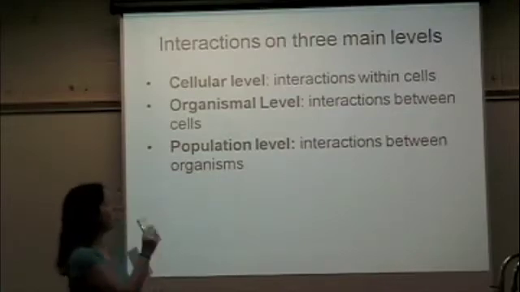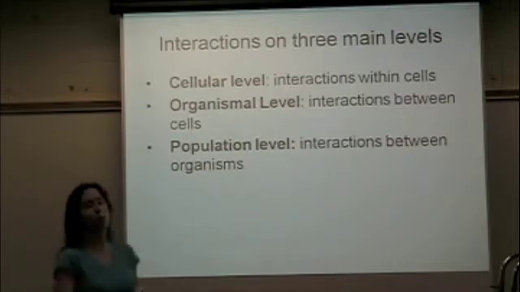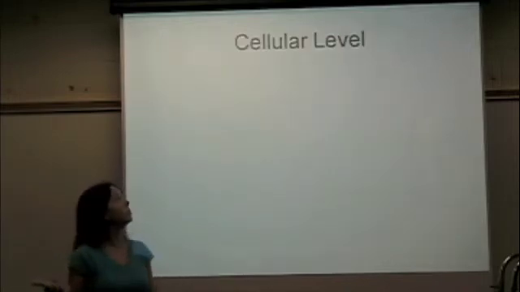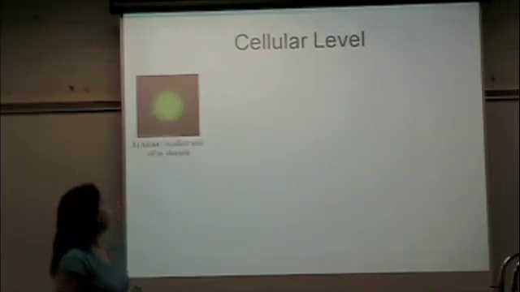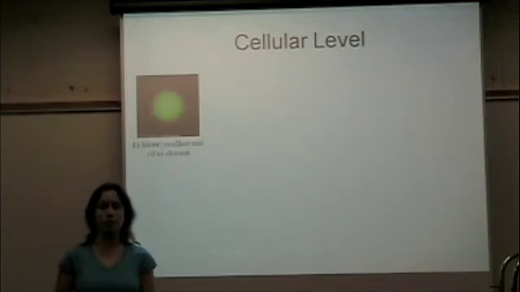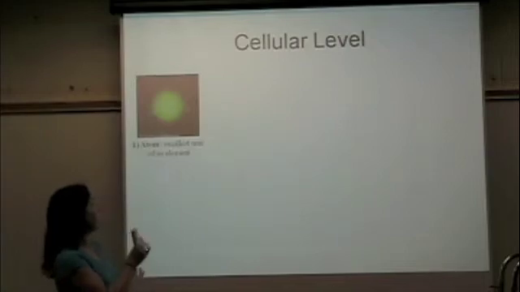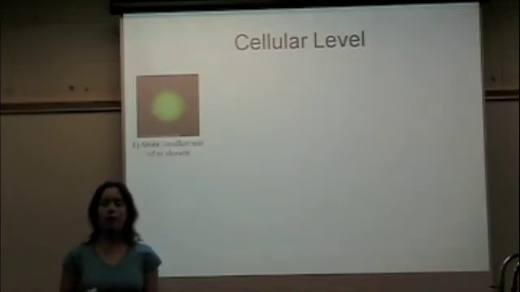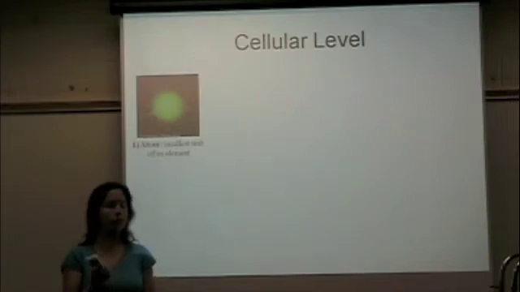So we're going to start with the cellular level, and we're going to build all the way up to the population level. On the cellular level, we have the atom. The atom is the smallest unit of an element. Atoms can't be broken down into smaller particles that have the same properties. And some examples of atoms would be an atom of hydrogen or oxygen or carbon. And we'll talk more about atoms later on this semester.